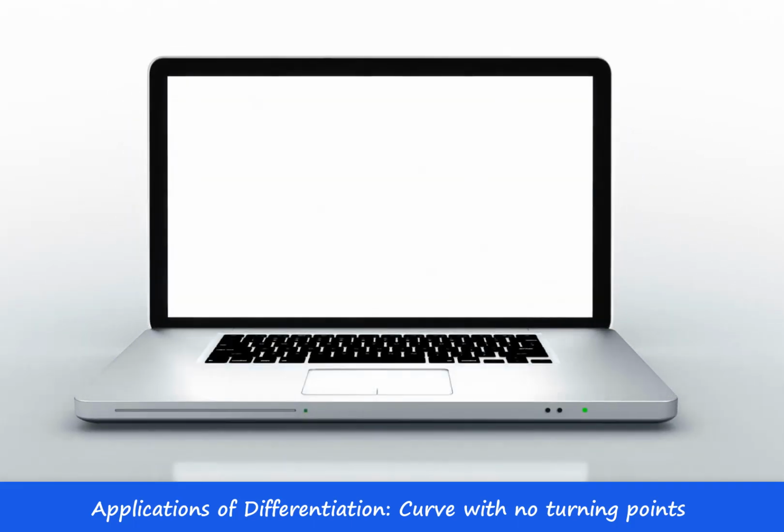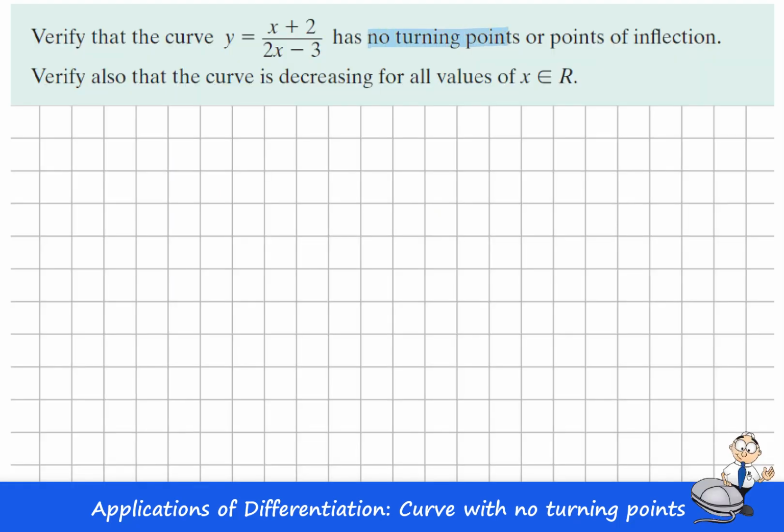Applications of differentiation, showing that a curve has no turning points or points of inflection. Verify that the following curve has no turning points or points of inflection, and also verify that the curve is decreasing for all values of x, where x is real. Okay, if it has no turning points, what does that mean?